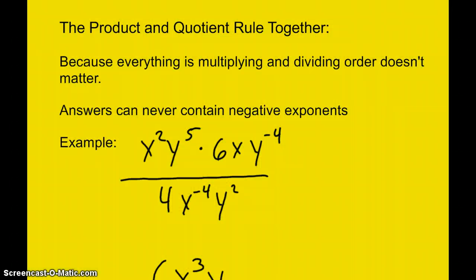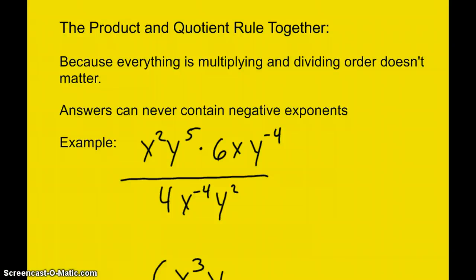So let's look at an example where we put the product and quotient rule together. Now it's important we understand here, everything we're doing is multiplying and dividing. Now our rules might tell us to add or subtract, but because everything we're doing is multiplying and dividing, there is no order of operations right now. The order you do these in doesn't matter, and if you did them in a different order, you could come up with the correct answer.